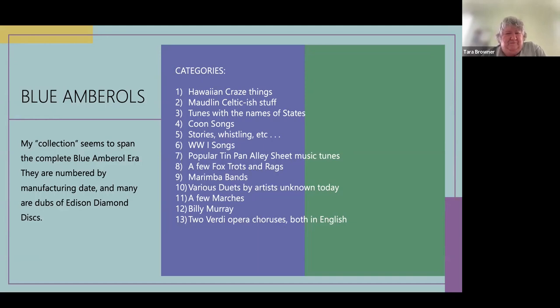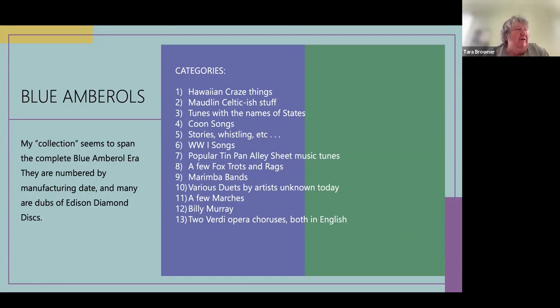And then there are strange things. There are just weird rambling stories, and there are cylinders of whistling. There are a lot of World War I songs. I've got When Pershing Crosses the Rhine, for example. Now, the best ones, the most fun ones, are essentially Tin Pan Alley sheet music, vaudeville, that kind of thing. These are the good ones. And I have a few foxtrots and rags, but not too many.